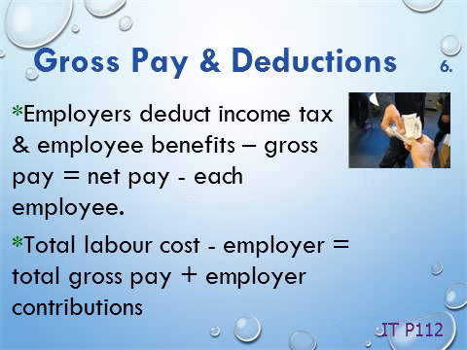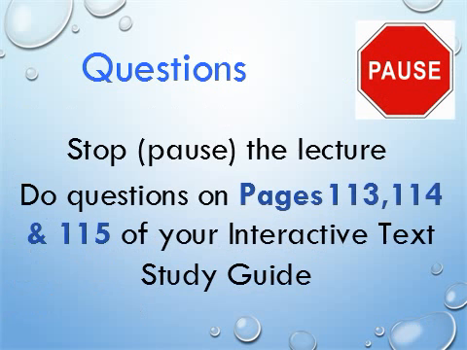6. Once the employee's gross pay has been calculated, the employer needs to deduct income tax and employee benefits from the gross pay, to get the net pay that is then paid to the employee. So the total labor cost to the employer is the total gross pay of the employees, plus the employer's benefit contributions. Stop the lecture. Do the questions on pages 113, 114 and 115 of your interactive text study guide.